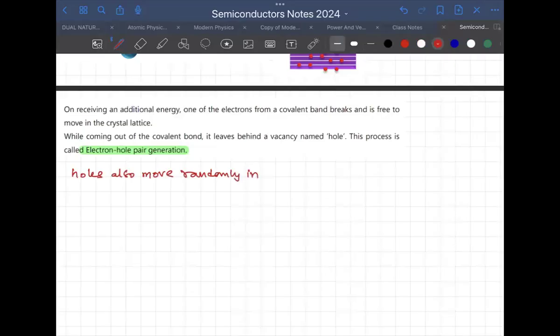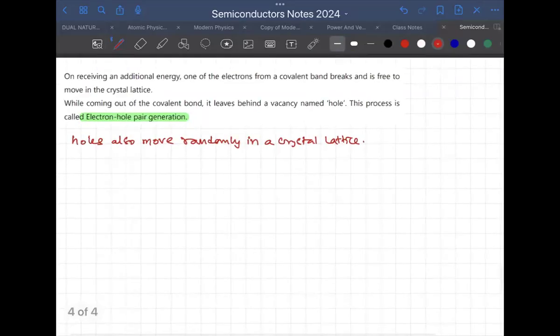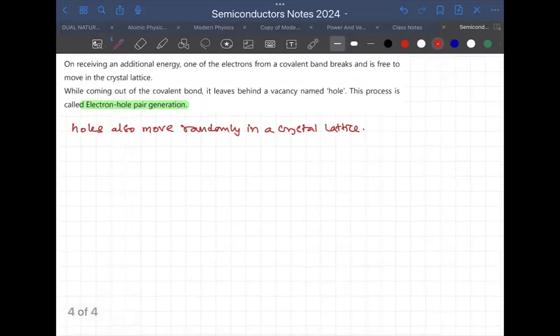Randomly in crystal. Now you may ask me, how is this possible? I will explain.